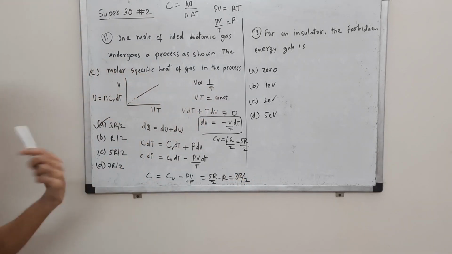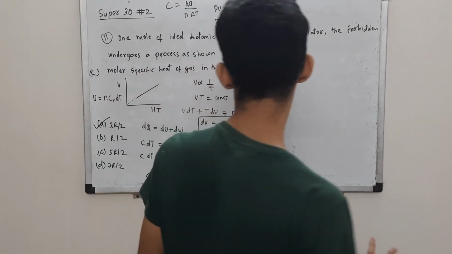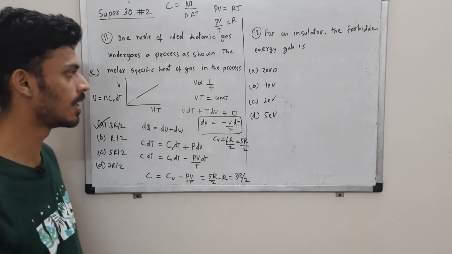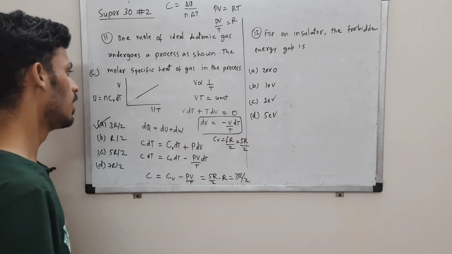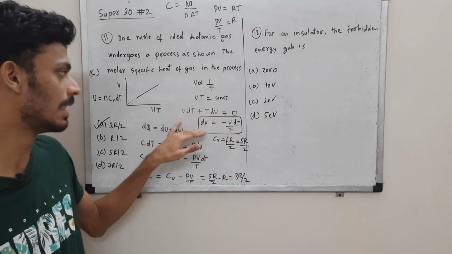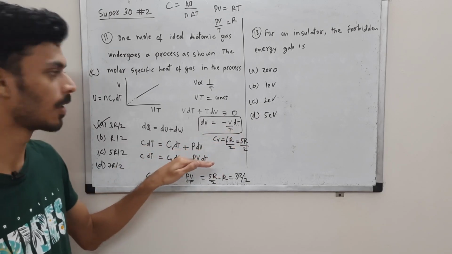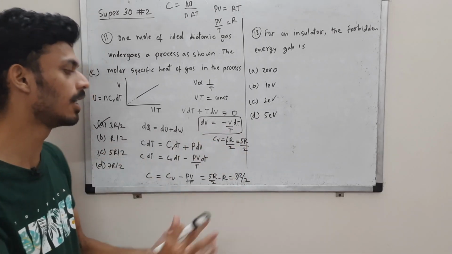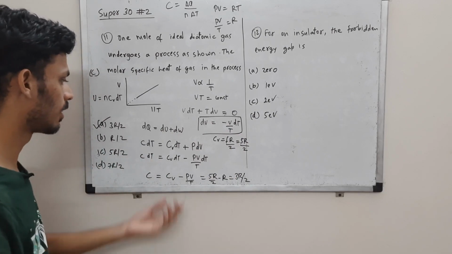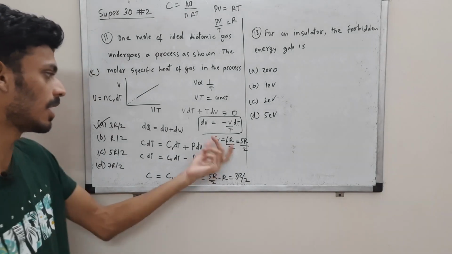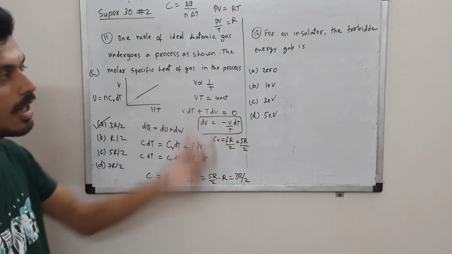Now we can connect the dots backward and it will seem logical. We did this because first of all, from the graph we can deduce that Vt is constant. So we wrote dv in terms of dt so that we can substitute in p dv, because we wanted everything in terms of dt, and that can cancel out and give us the answer in terms of R only. Cv is fR by 2, f is 5 for diatomic gas.